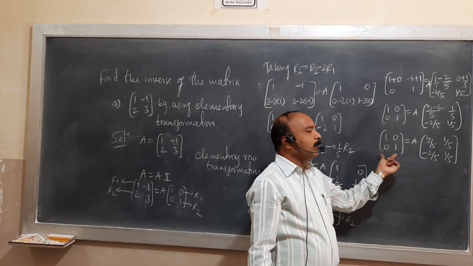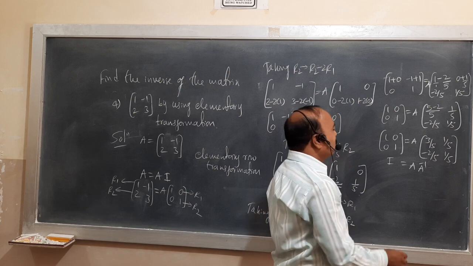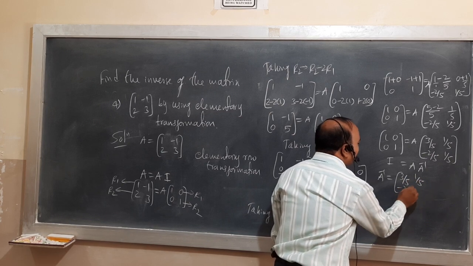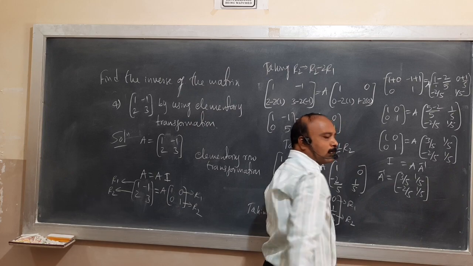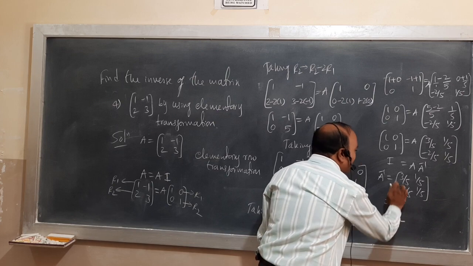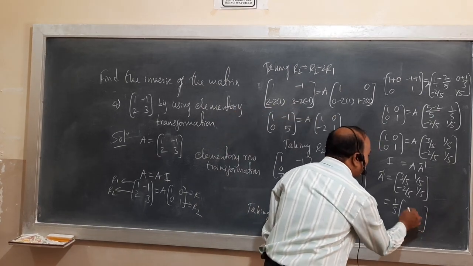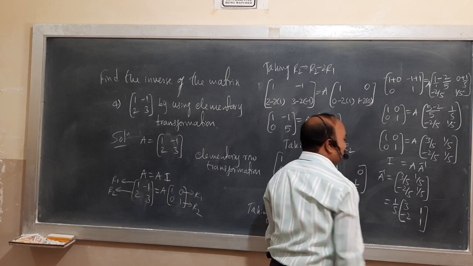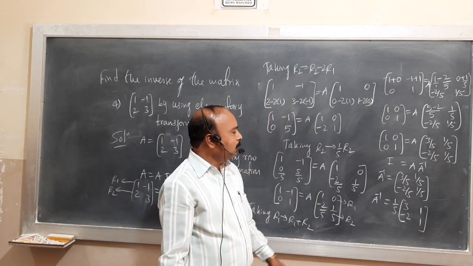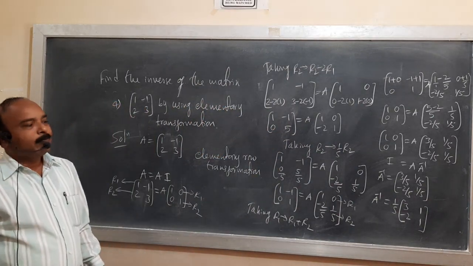Now the left hand side is nothing but the identity matrix. Now we compare this with I equal to A into A inverse. A inverse is nothing but 3 by 5, 1 by 5, minus 2 by 5, 1 by 5. This is the inverse of the matrix. Now you take 1 by 5 common, because every element is multiplied by 1 by 5. Take it outside, then you get 3, 1, minus 2, 1. This is the inverse of the given matrix. For verification, if you multiply this A inverse with A, automatically you get the identity matrix again. That is the answer for the given question.